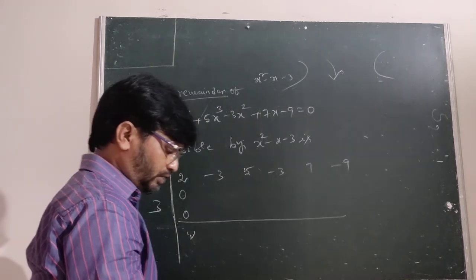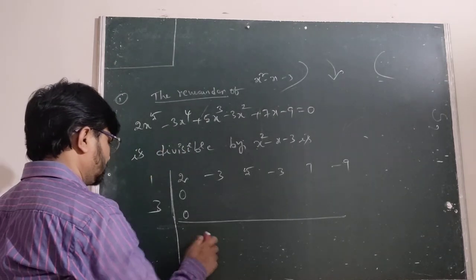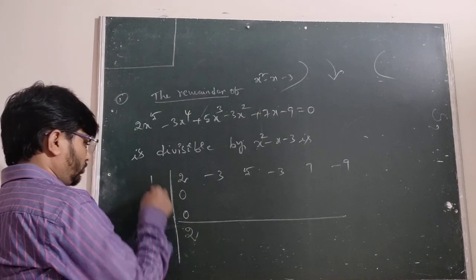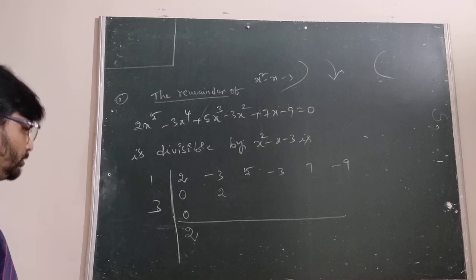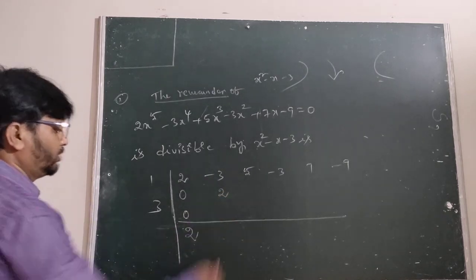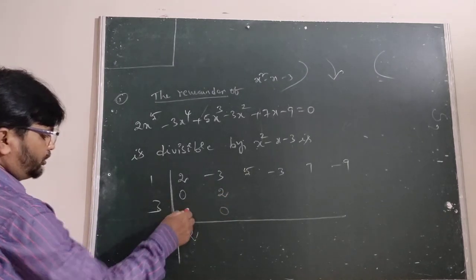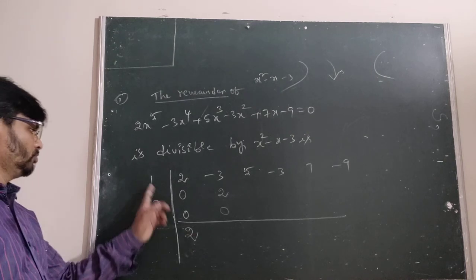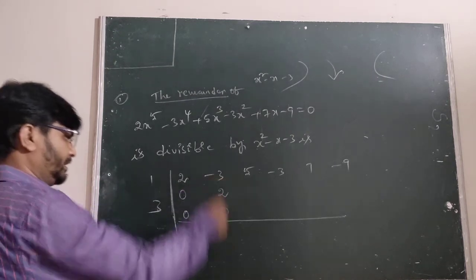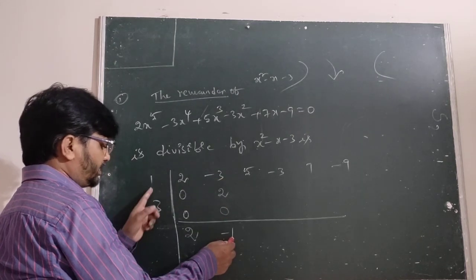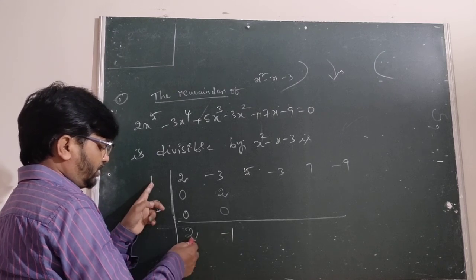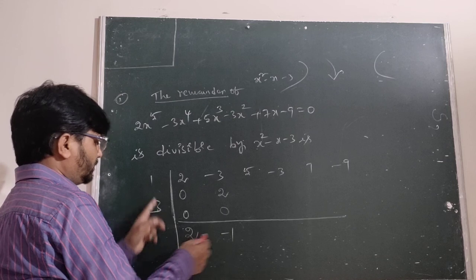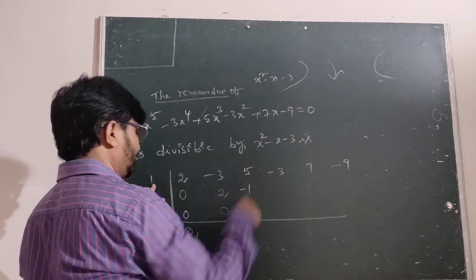Now this is multiplied with this one, 2. Now 1 into 2 is 2. Therefore again we take 0. First you take 2 zeros. Now 1 into 2 is 2. Now adding this, minus 1. Now this minus 1 is multiplied with this one. The 1 before minus 1 is multiplied with 3. Therefore 1 into minus 1 is minus 1.